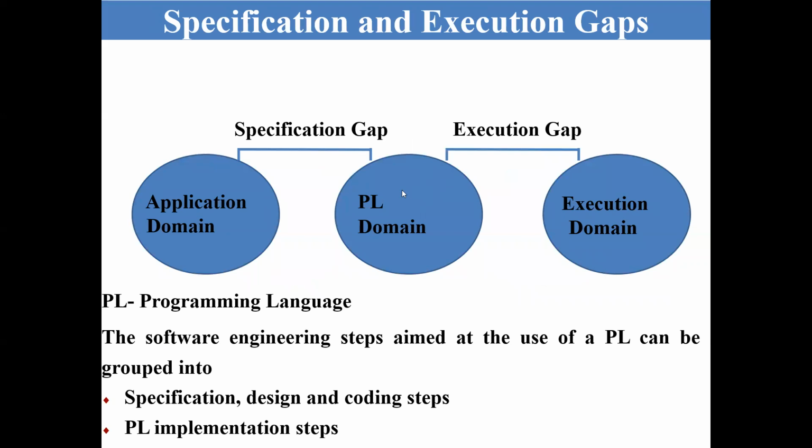For that purpose, we have introduced this PL domain. You can see this PL domain is in between your application domain and execution domain. Here we have reduced the semantic gap, or we can say that we have divided it into two. The gap between the application domain and the PL domain is called the specification gap. And the gap between the PL domain and the execution domain is called the execution gap. The specification gap can be reduced by selecting a programming language which provides the features suited for writing a particular application. Meaning what?